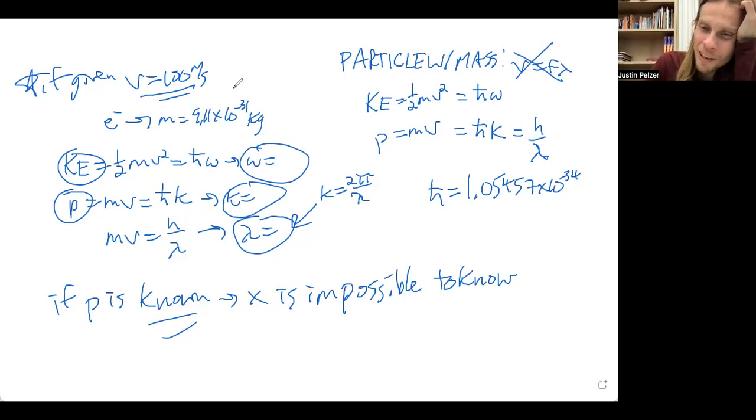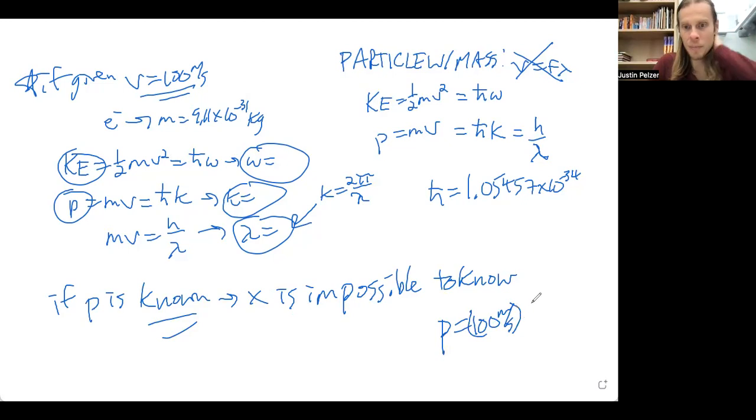So I say, oh, the car is going 10 miles an hour. No, it's not. It's 10 plus or minus, right? So we'd have to say, really, the momentum is 100 meters per second times the mass of the electron, plus or minus some delta p, and that delta p is the unknown. It's like error bars.